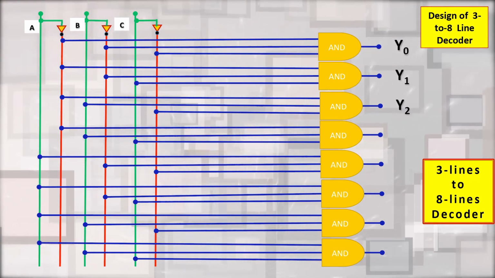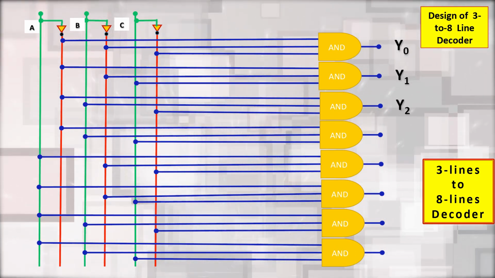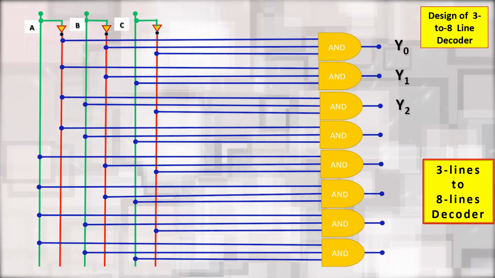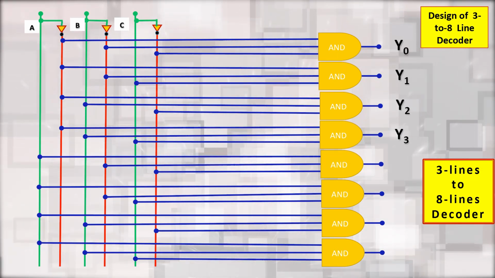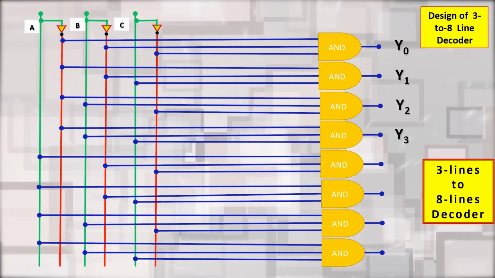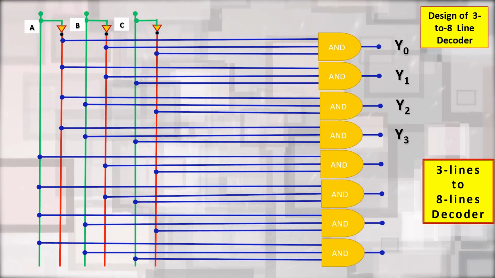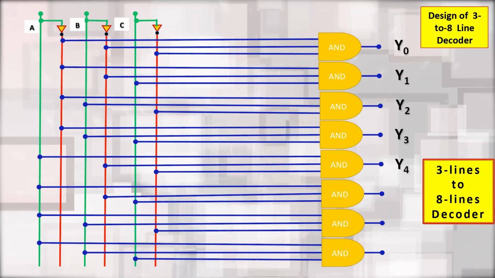For the fourth AND gate, A bar, B and C are connected, so that we will get the output Y3. For the fifth AND gate, logic A is connected, then B bar and C bar are connected. So, we will get the output Y4.